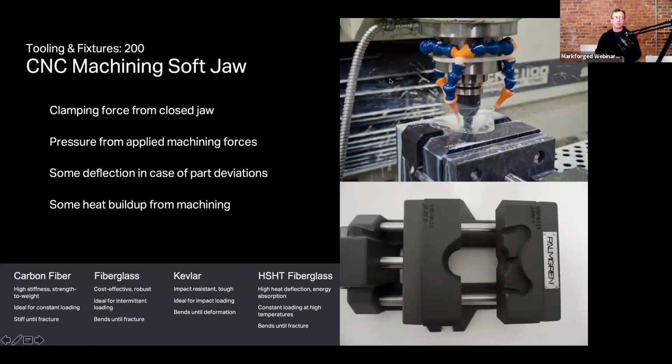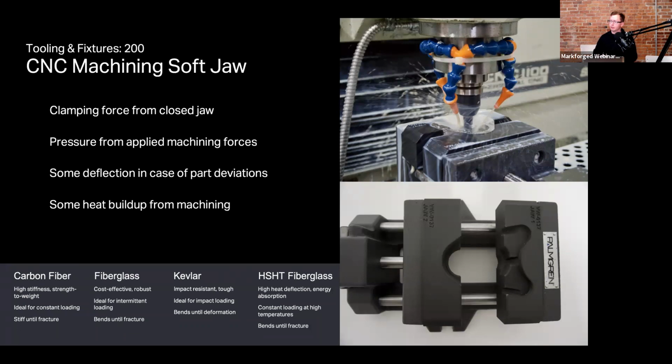And let's look at some other comments in the chat here, just so I can go through. One person did point out that there's going to be some amount of intermittent loading because if we're machining multiples of these parts, we're going to be opening and closing that vise a lot over the course of those machining cycles.